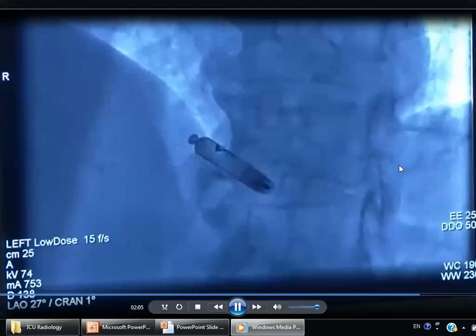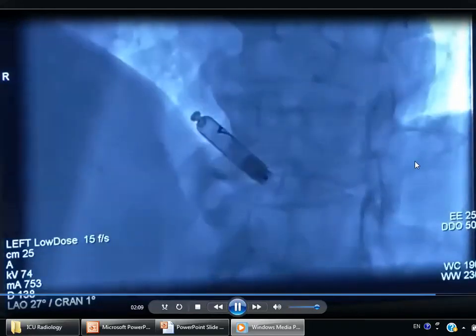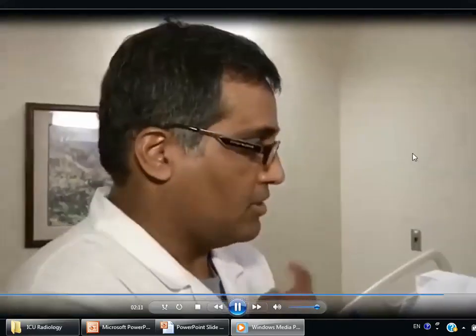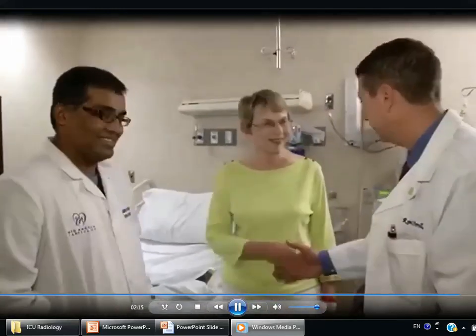Just like Barbara Moore of Leawood, who was the second patient to receive this new pacemaker. Less than 24 hours after her procedure, she was ready to go home, telling her doctors how great she felt and talking about resuming a lifestyle she thought she'd have to give up.